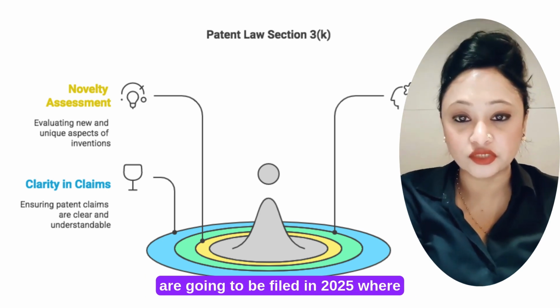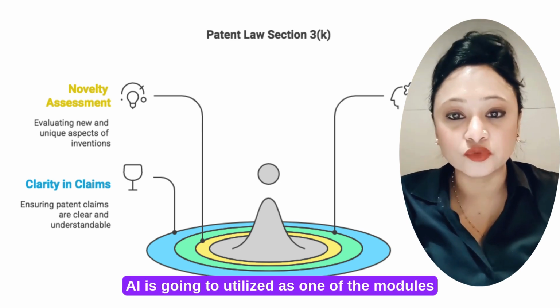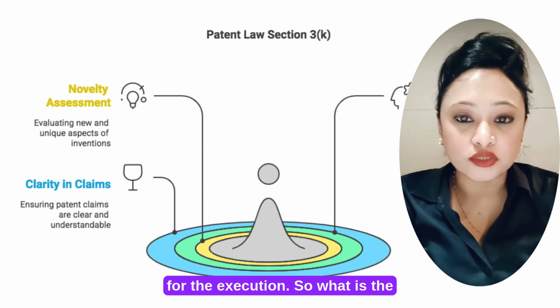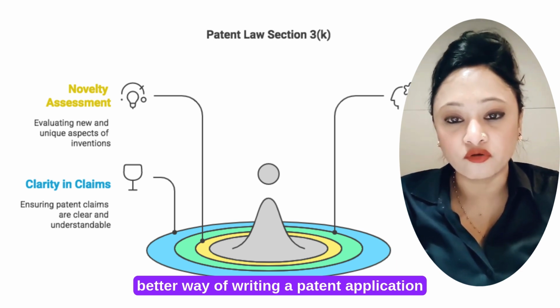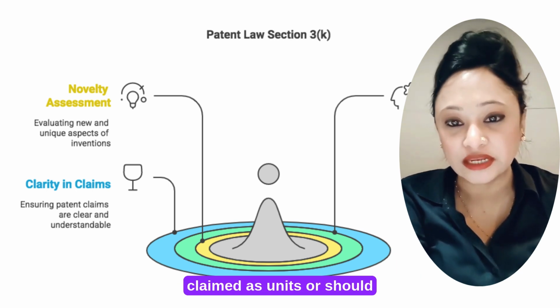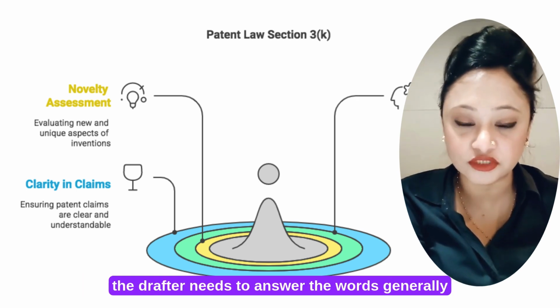A lot of patent applications are going to be filed in 2025 where AI is going to be utilized as one of the modules for the execution. So what is the better way of writing a patent application? Should the patent claims be claimed as units? How the claims should be written is the question the drafter needs to answer.